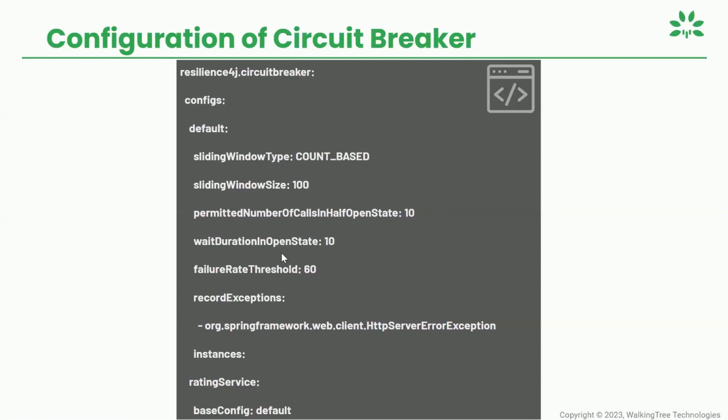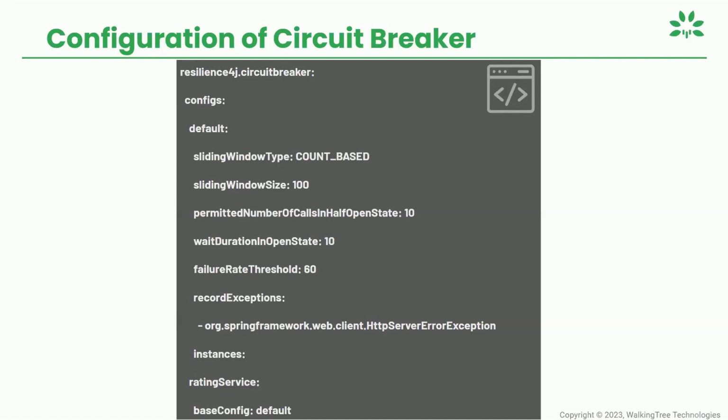Other important configurations are how many calls you permit in the half-open state, and how much time it can stay in the open state, which is in seconds. And how it treats an error as a failure. It cannot treat all errors as failures, right? Let's say you have a bad request, that is not a system issue, that is some user data issue, and those kinds of issues we can avoid. So we need to give those exceptions here as recorded exceptions. Whatever exception you give here, that exception and its inherited exceptions will be treated as failures.